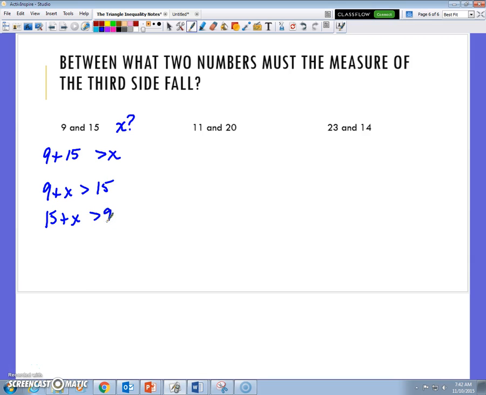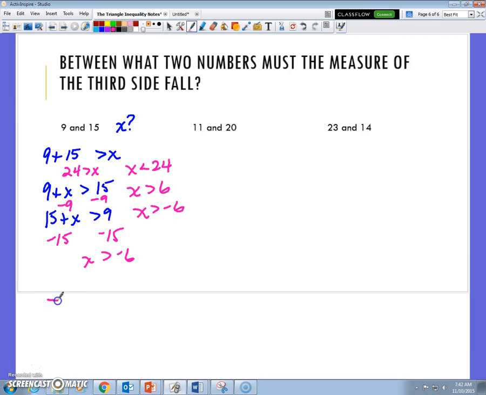than 9. So once again, I'm going to go ahead and model each of these. I'm going to say that 24 is bigger than x, or x is less than 24. I'm going to say that, using one of my inequality properties here, the subtraction property of inequality, x is bigger than 6. And finally, I'm going to say that x is greater than negative 6.